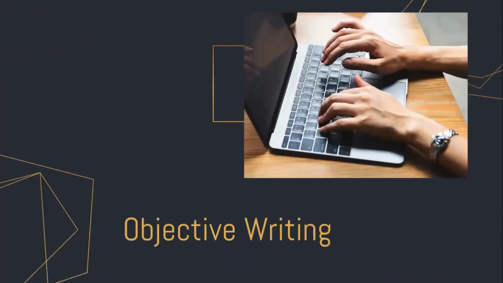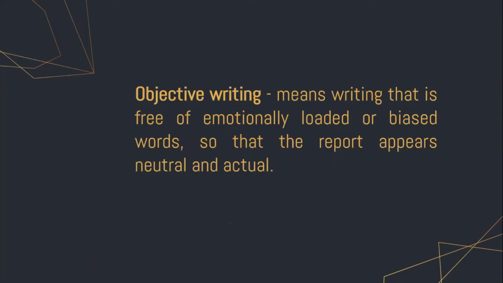Next is objective writing. Objective writing means writing that is free of emotionally loaded or biased words so that the report appears neutral and factual. So this means that you have to provide the answer to your research question based on the results of your investigation, regardless of your own opinion about it. So you have to avoid being biased in your arguments.